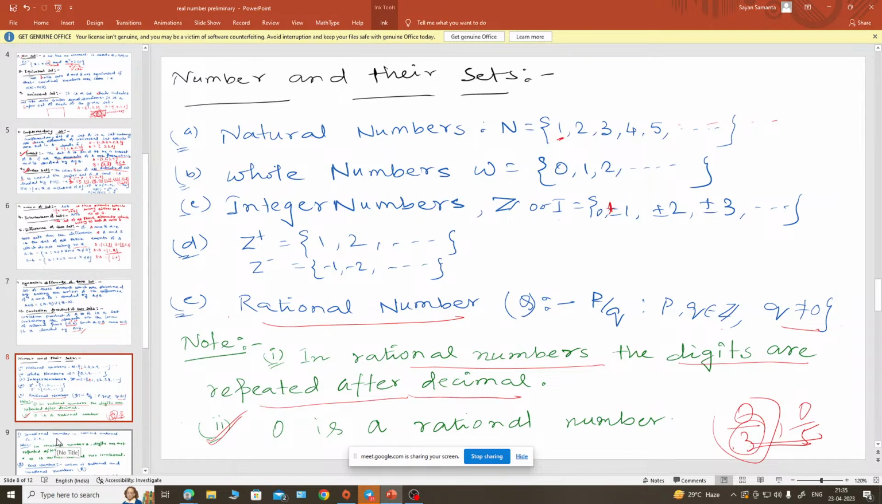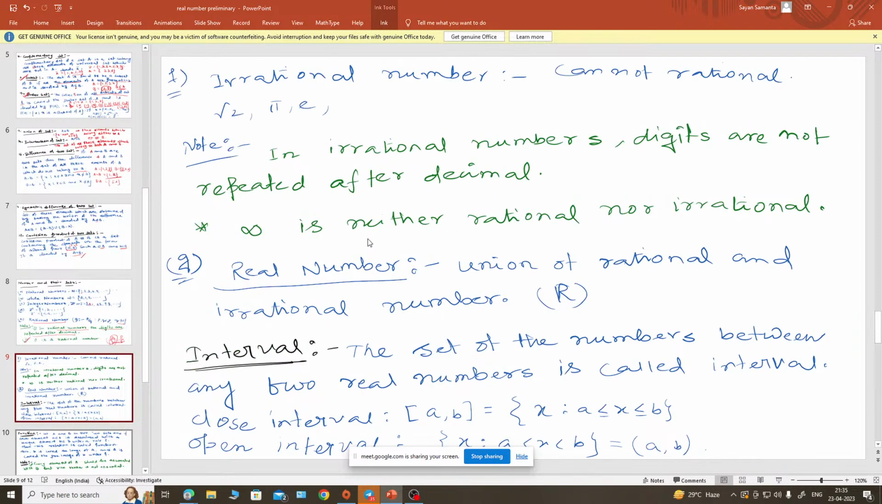Now go to the next page. Irrational number: what cannot be a rational number is called an irrational number. In an irrational number the digits are not repeated after the decimal place, whereas a rational number has repeated digits. That is how we can easily find it. Infinity is neither rational nor irrational. Next, real number: the union of rational and irrational numbers is called real number.